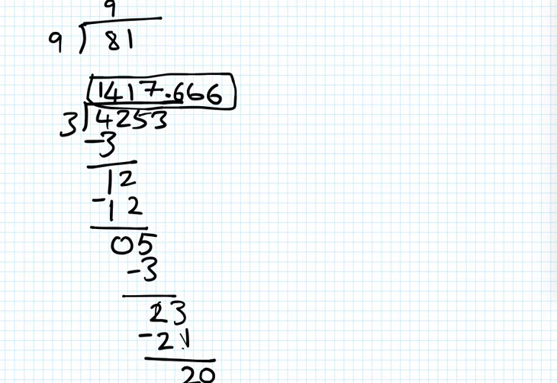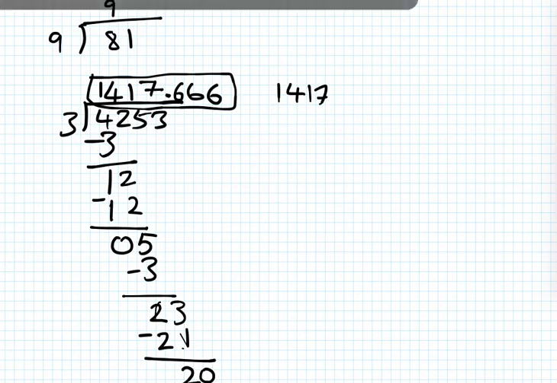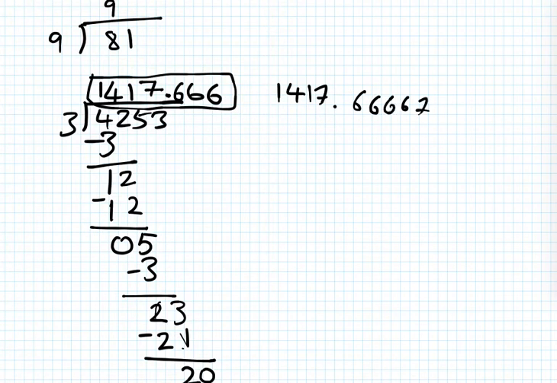The answer is 1,417.666. Now if you type it into a calculator, you might get 417.66667, right? That's just rounding it up. The calculator will round it up. The answer is 1.66, and it keeps on going and going. But because there's only a certain number of place values, the calculator will convert this last 6 into a 7, because you've got to round it up, right?